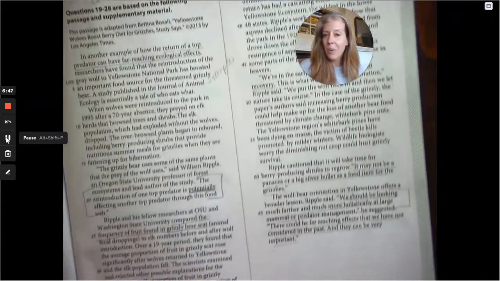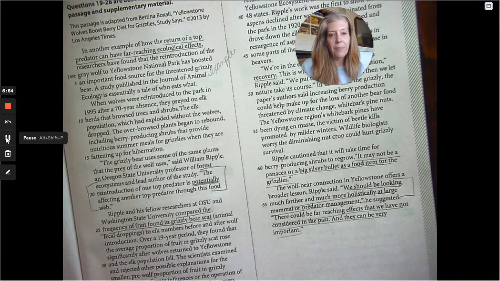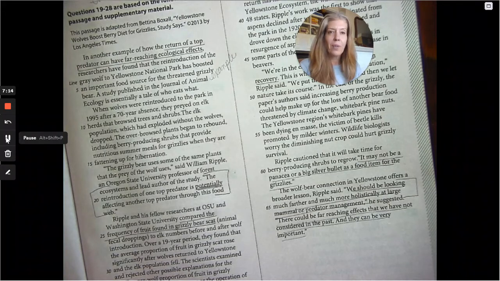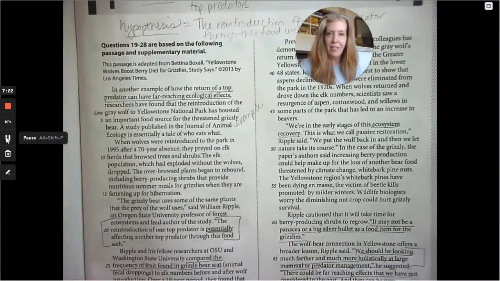I text marked a lot, and then I found in paragraph 65 what we're going to do next with it. So the researcher feels like it needs to go bigger. It needs to be much more holistic, at-large mammal or predator management. So this little bit of information going on in Yellowstone National Park needs to go viral. Of course the scientists would think that. Of course they would. We gotta think about Sheldon.